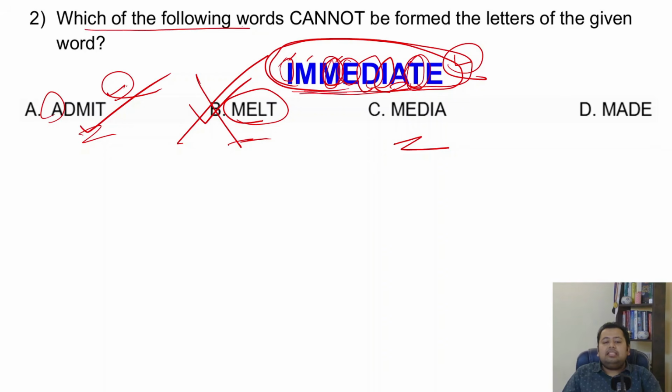Because the question asked is which of the following words cannot be formed? The word is cannot, right? Be very careful when you are solving these kinds of questions, correct? Media, can you make? Yes, M is there, E is there, D is there, I is there, A is there. So you can make this one. Made, can you make it? Yes, M is there, A is there, D is there, and E is there. So made can also be done.